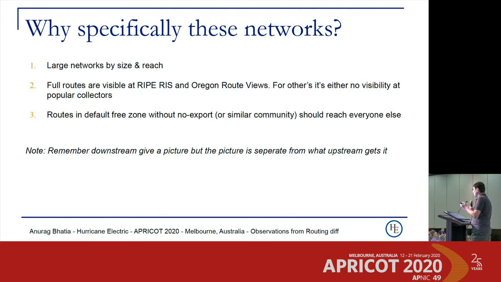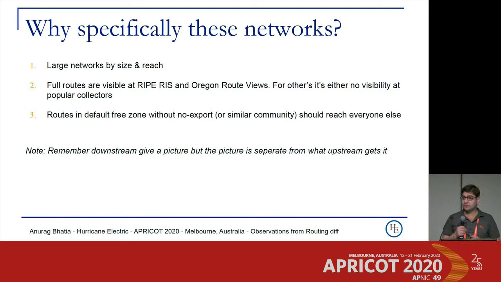You don't want to pick a very small provider because that may be more affected by more specifics. If you pick networks in or near the default free zone, you can expect to have a similar view of the routing table. For all these networks, full routes were visible on RIS as well as Oregon Route Views.